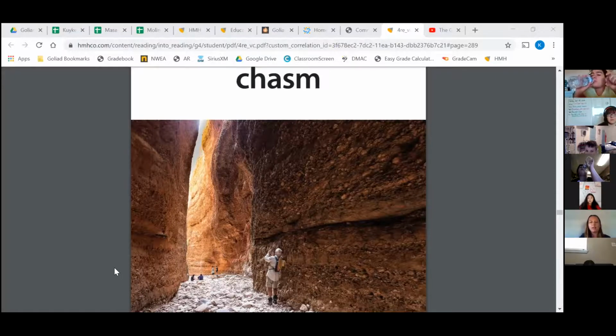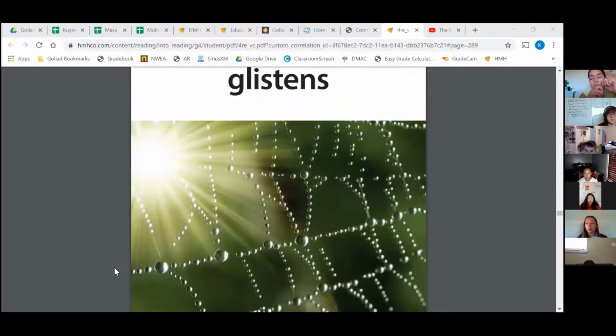Next, we have glistens. What is our word? Glisten. What's happening in the picture? The sun's making everything sparkle. What is that sparkle? It looks like a web. A spider web, yeah. What's on the web? Water drops. Okay, dew. So the sentence says, the dew-covered spider web glistens in the early morning sunshine.